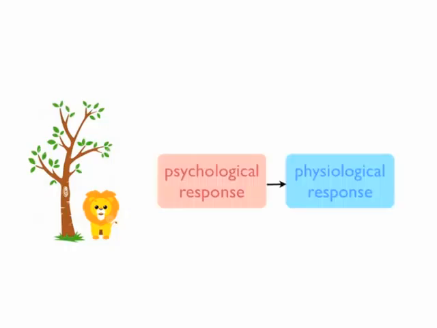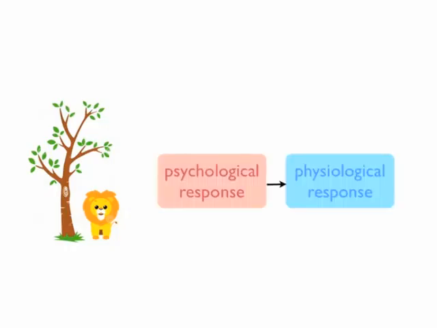So, a lion jumps out from behind a tree, which is the event. We think, that's a lion. Lions are dangerous, therefore I am frightened. That's the psychological response. Our knees then turn to jelly, we sweat, our stomachs churn, and so on. In other words, there is a physiological response as an end point.